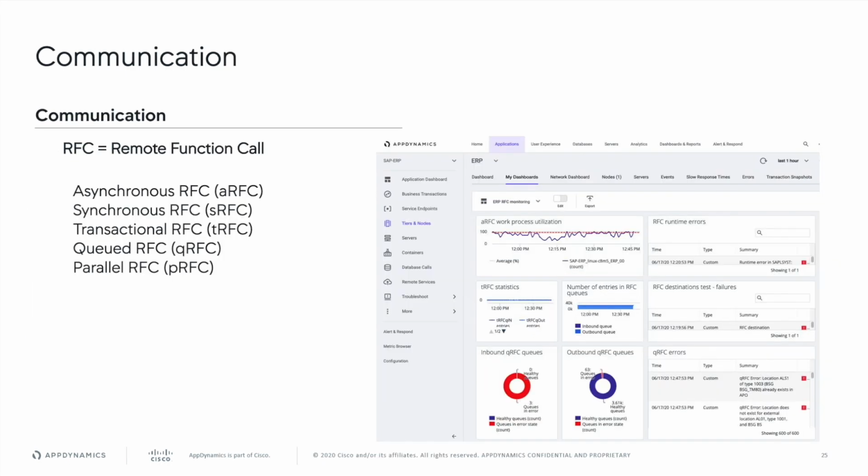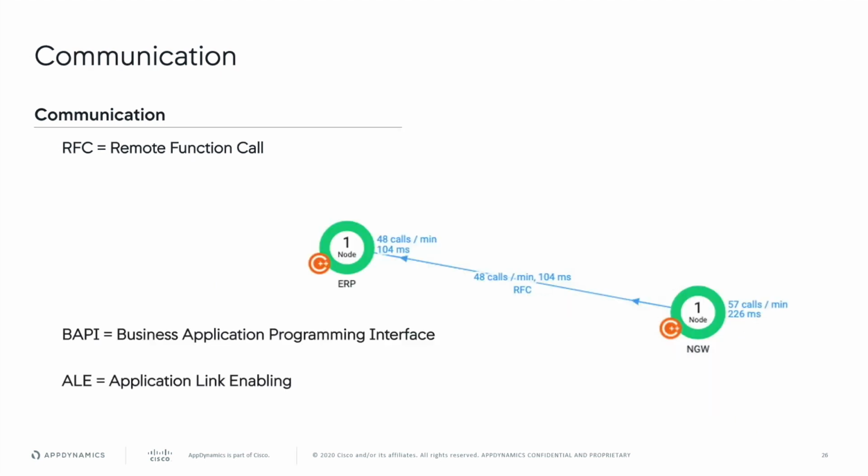Now let's talk about the different types of communication SAP uses. We will start with the most used one, called an RFC, or remote function call. There are 5 types of RFCs, all listed here, and because of the important role RFCs play in an SAP environment, we created an out-of-the-box dashboard just for them. This one was just updated and now includes QRFCs. RFCs also show up in our flow maps.